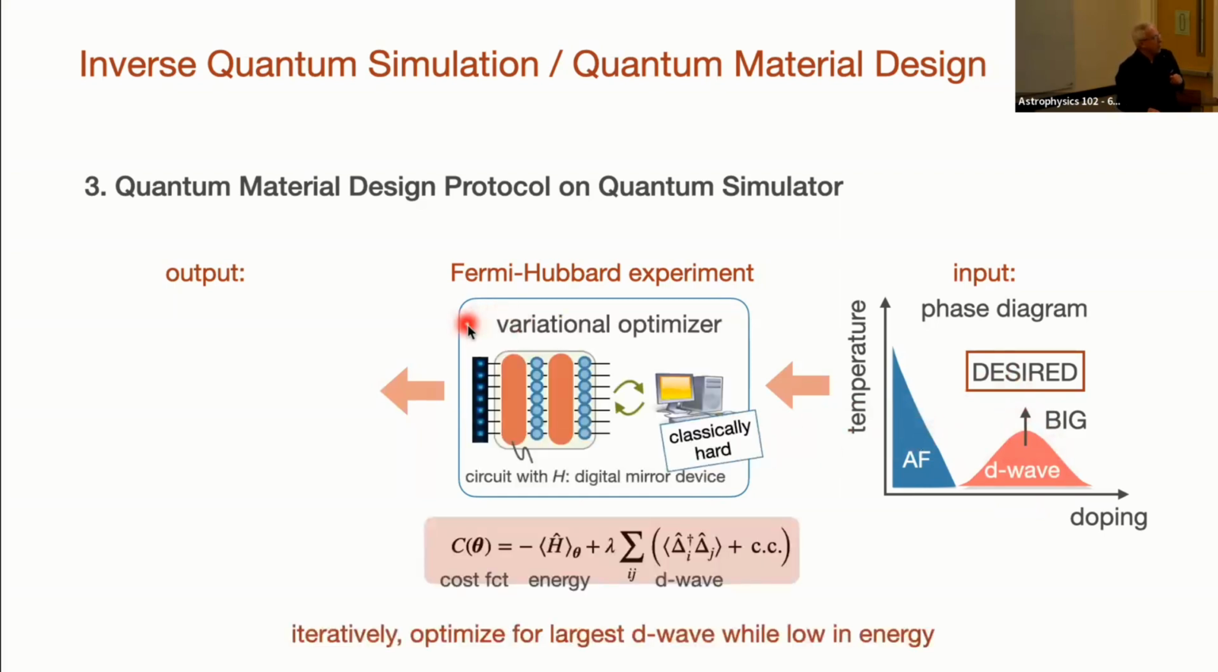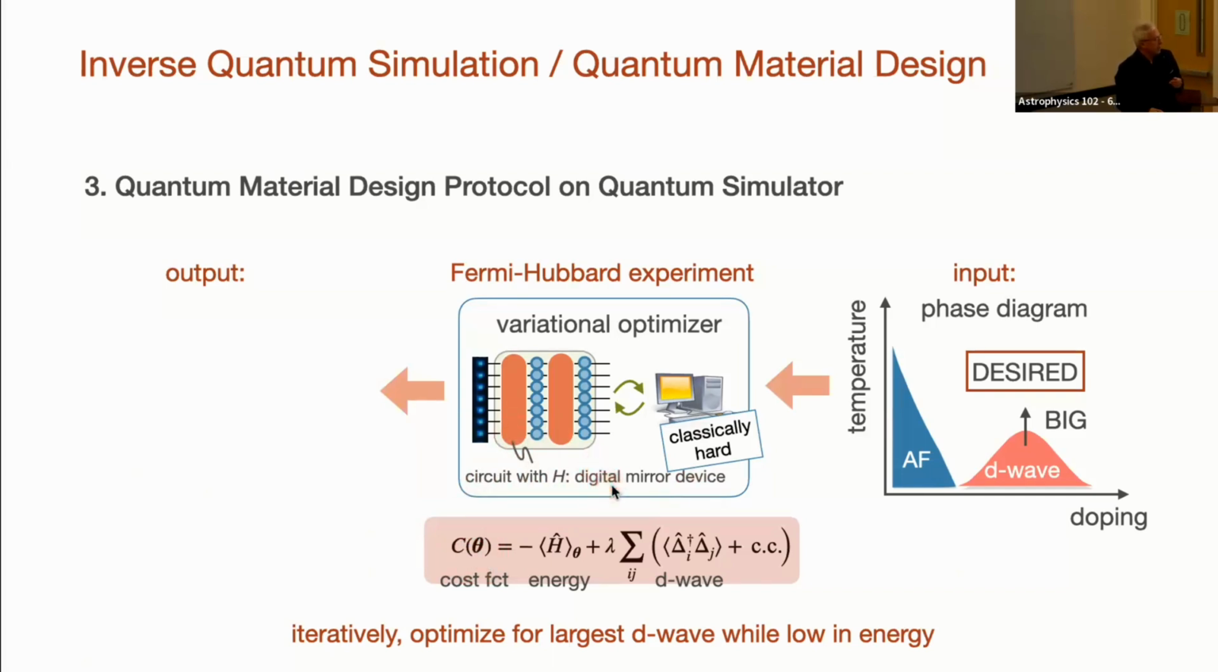But now what we're doing, in the case of d-wave, would be to write down a cost function where you would like to optimize, and would like to see d-wave for the parameter very large. So let's write down a cost function. We run maybe a variational algorithm on this Fermi-Hubbard simulator that we have over here. That can be programmable because of digital mirror devices and all of these nice gadgets that we have today, to optimize the cost function.